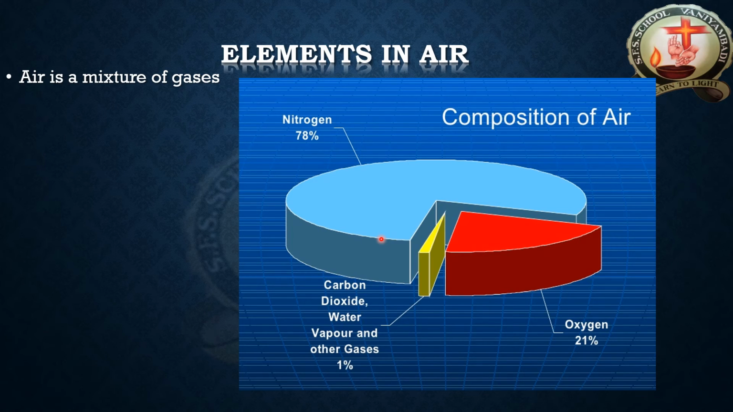The elements of air: the composition of air is majorly 78% nitrogen and 21% oxygen. The remaining 1% is a mixture of gases. Okay.